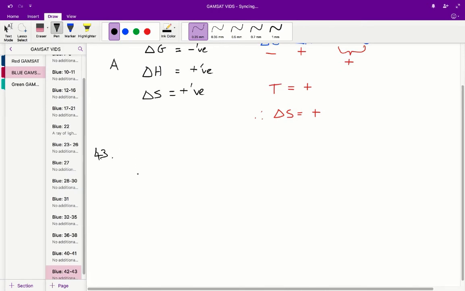Question 43. When potassium nitrate crystals are dissolved in water, a temperature drop is observed. From this observation, predict the signs of S and H when potassium nitrate is crystallized from an aqueous solution. So the number one trick that you've got to pick up here is that we're going from a solution to the crystallized form in the question. So we're going from liquid to solid.